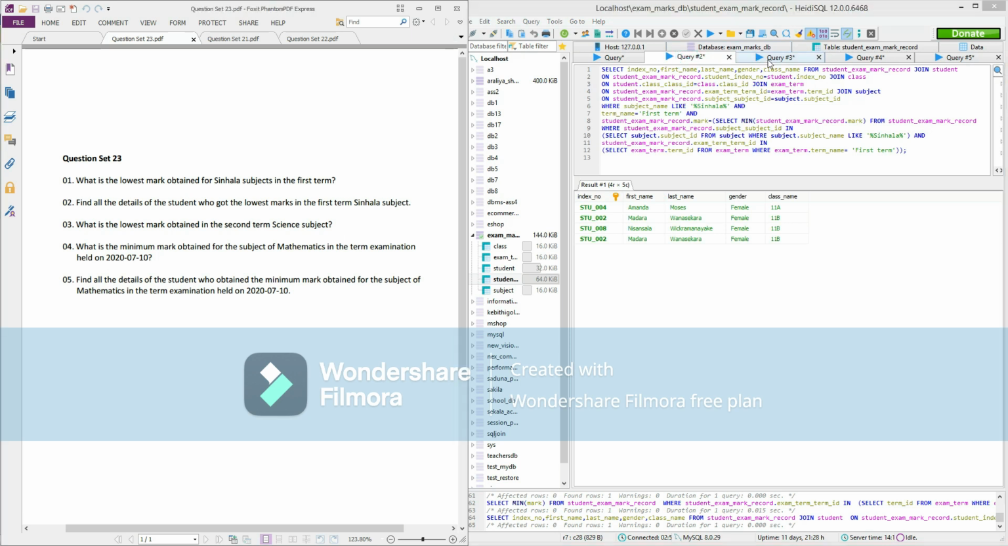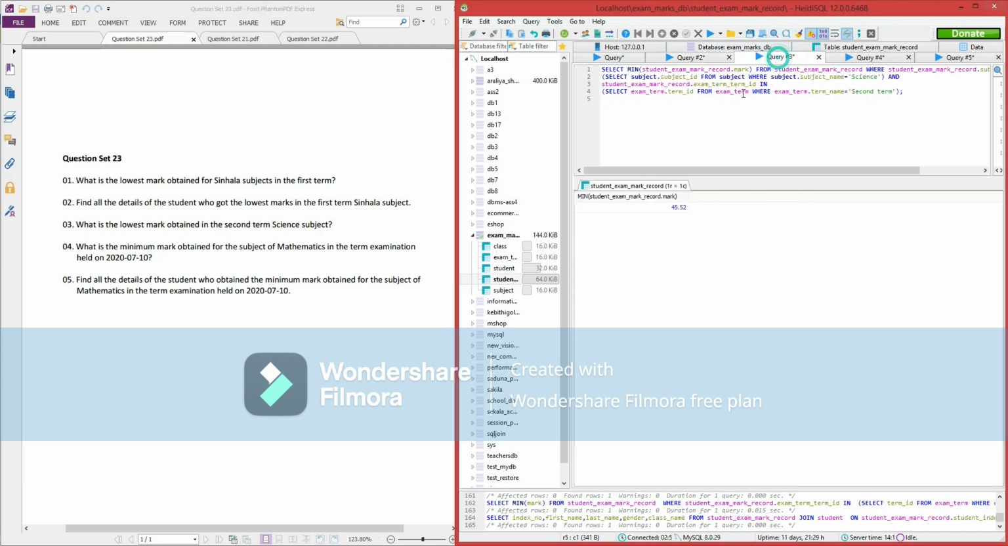For the third question, they are asking what is the lowest mark obtained in the second term science subject. This query is similar to the first query with the only difference being the subject name is changed to science and the term name is changed to second term.